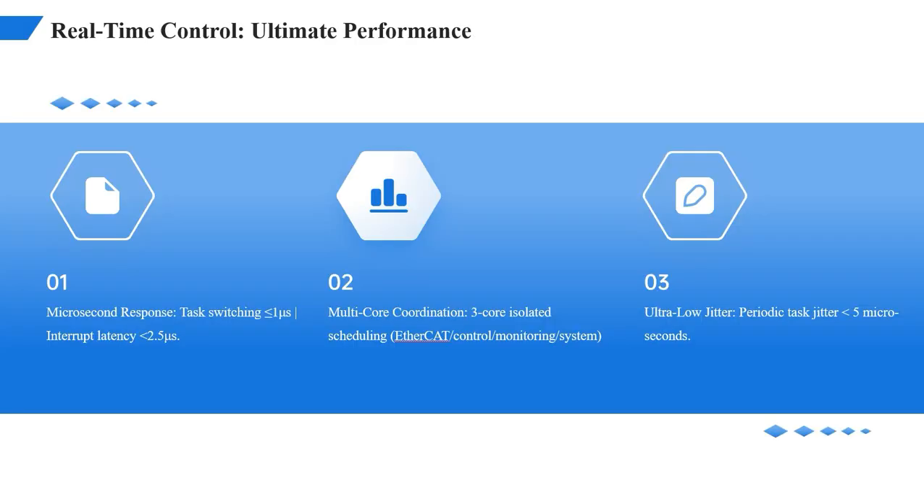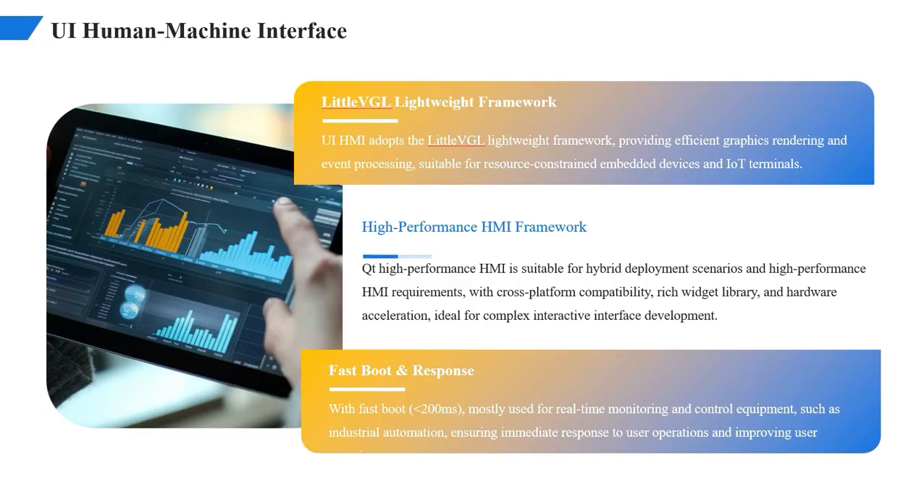And about real-time control, our current version delivers microsecond response. Our task latency is locked at 1 millisecond and the interrupt latency is locked at 2.5 milliseconds. The multi-core coordination dedicates individual cores to the control and monitoring. And about the jitter, we provide relatively low jitter that stays below 5 milliseconds, and those are graduated specifications for our customers who rely on them for daily processing machines and robotic control.